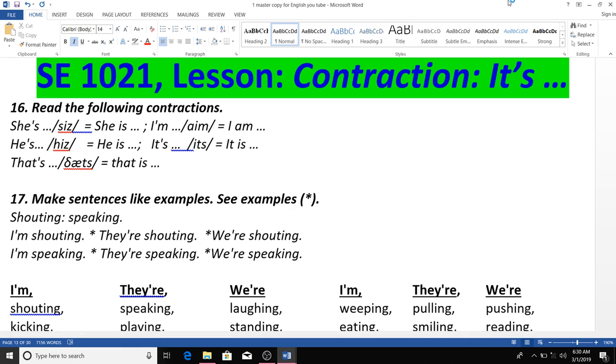This is the continuation of the previous lesson, okay? The name of the lesson is contraction. This is very useful in speaking English, okay? Let us do some revision, okay?